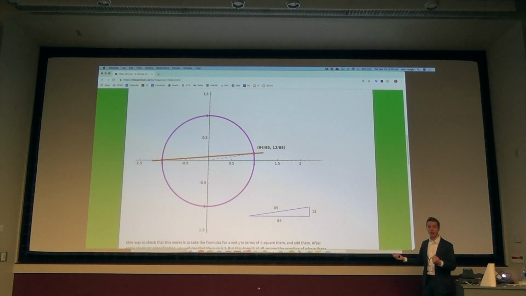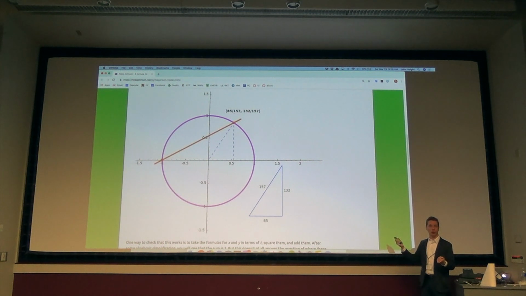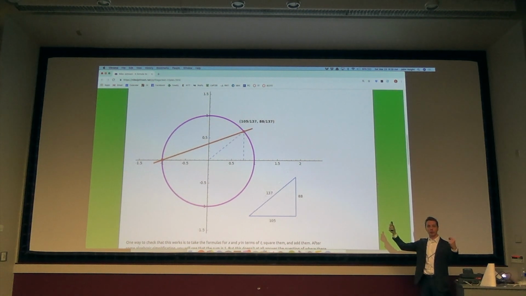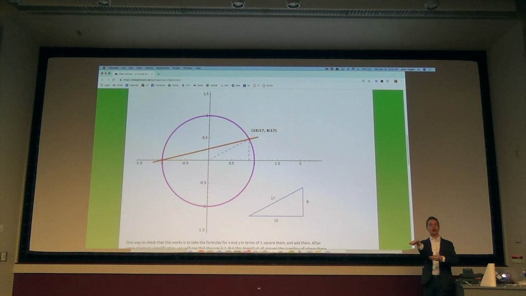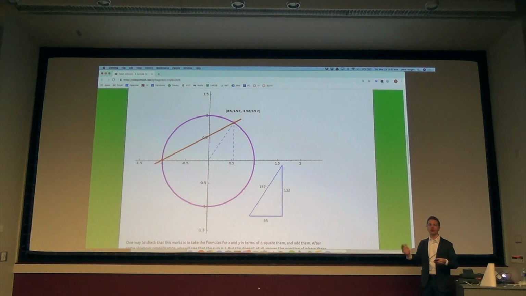Okay, but this goes both ways. If I ever had another point on the circle, I could draw the line between them, and that would have rational slope. So in other words, the way to imagine parameterizing all the points on the circle is literally this: in the sea of lines, you take those with rational slope, and then you get to see all the points. And that works totally generally.